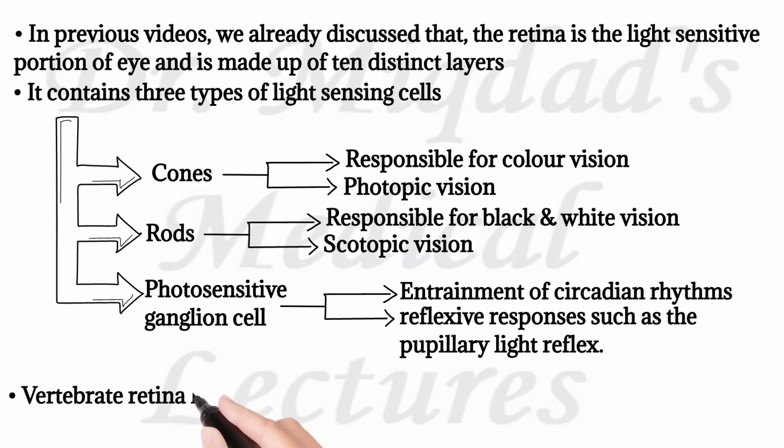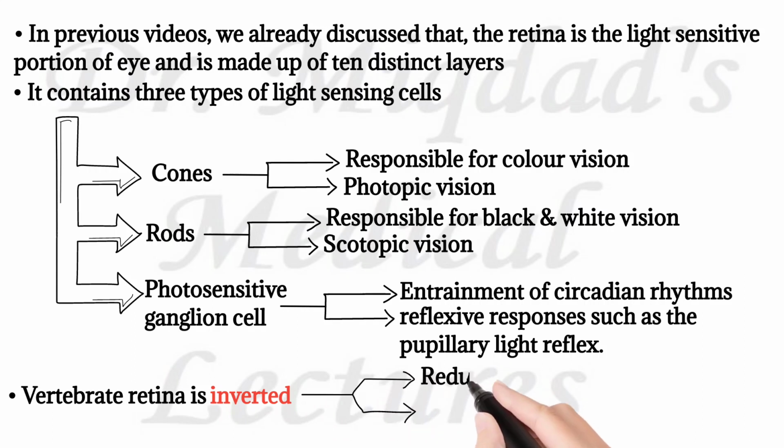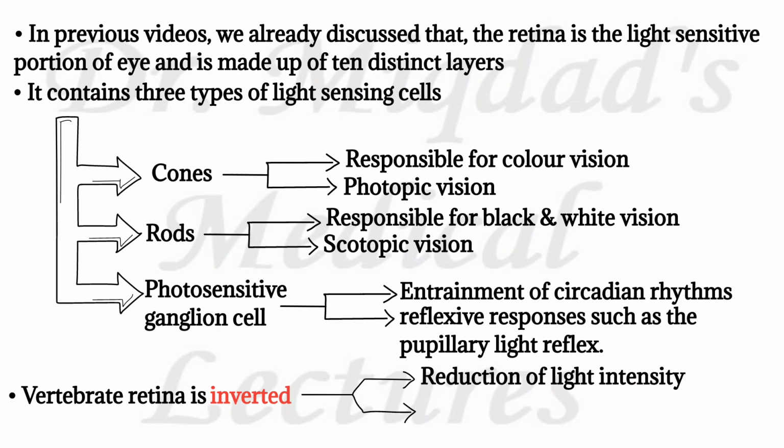The peculiar thing about vertebrate retina is it is inverted. Now, what does it mean by inverted? We are saying it is inverted because the light sensing cells or photoreceptors are present in the back of the retina. So the light has to pass through layers of neurons and capillaries before it reaches the rods and cones. The ganglion cells whose axons form the optic nerve are at the front of retina.